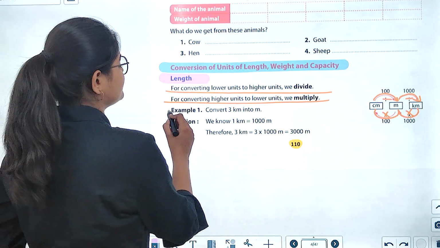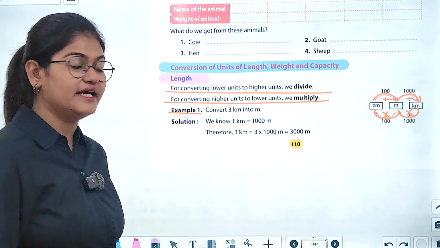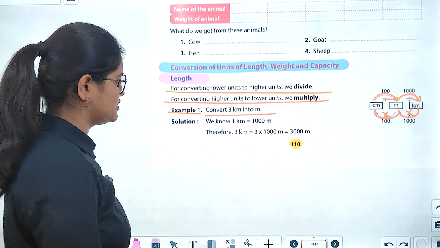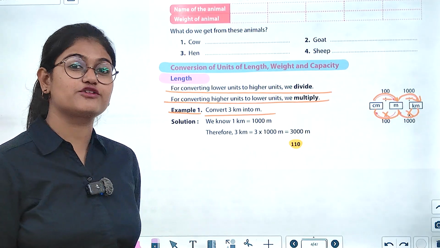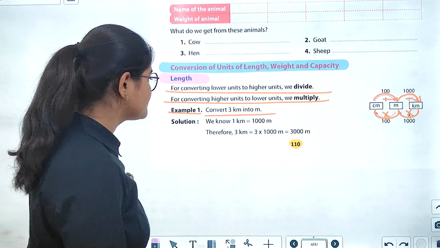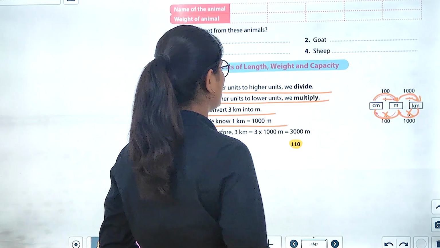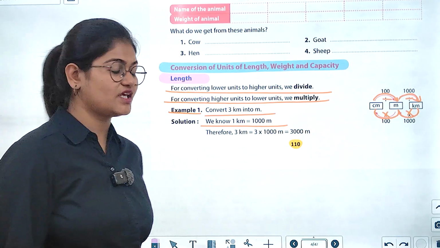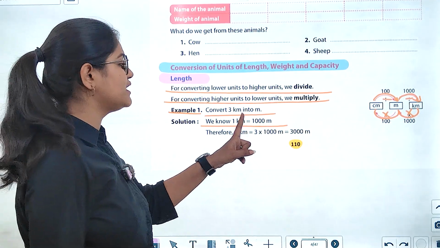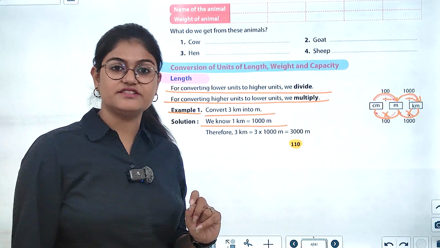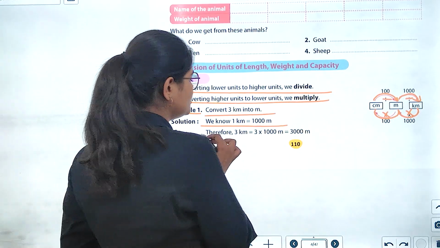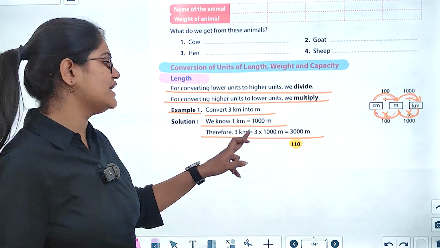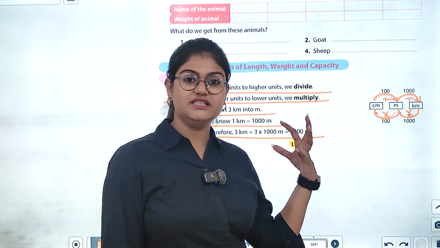So as the example explains, they say convert 3 kilometers into meters. So we have to convert 3 kilometers into meters. We know 1 kilometer is equal to 1000 meters. Therefore 3 kilometers is equal to 3 into 1000 meters, and the answer becomes 3000 meters.